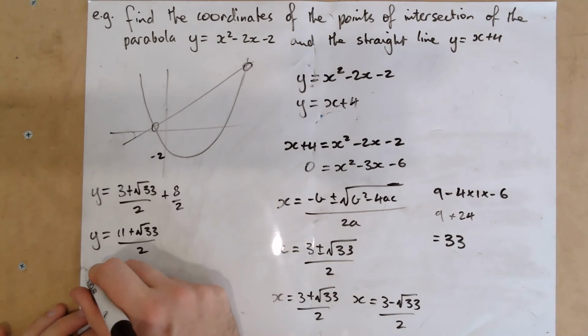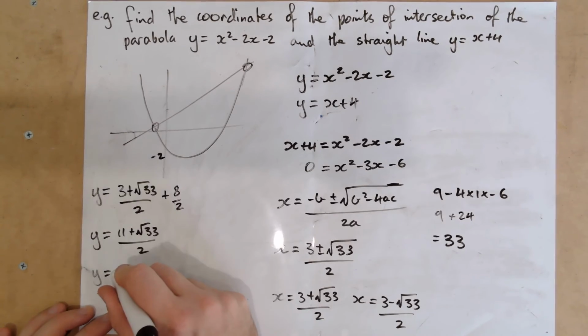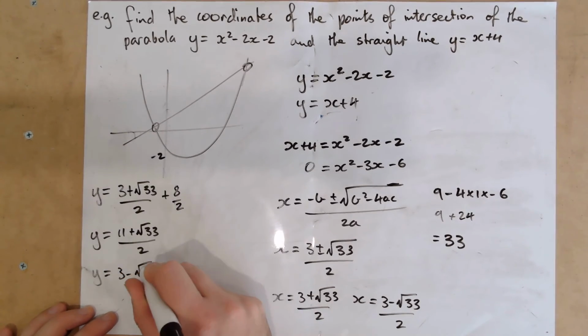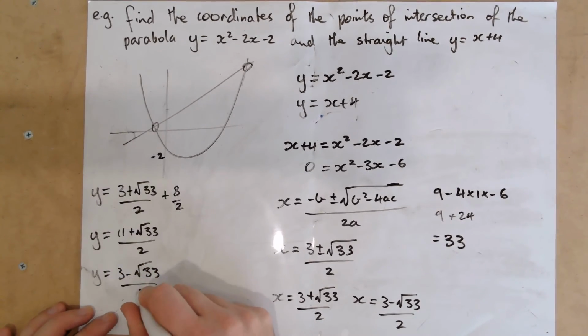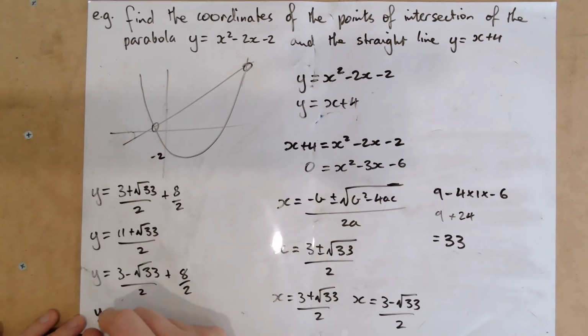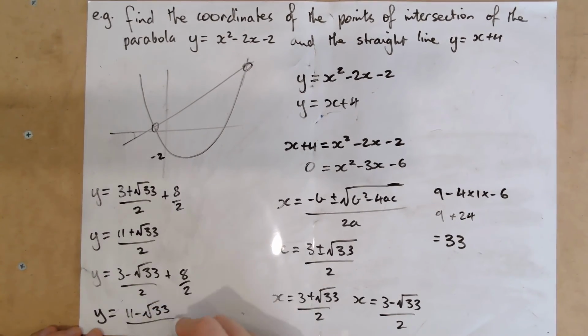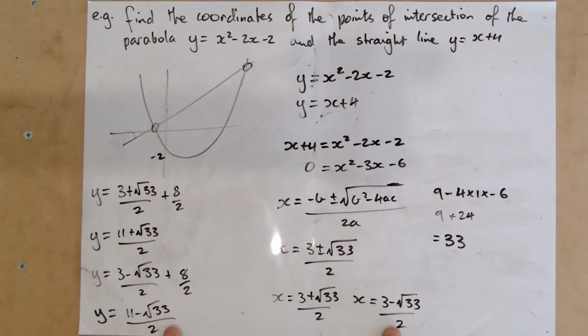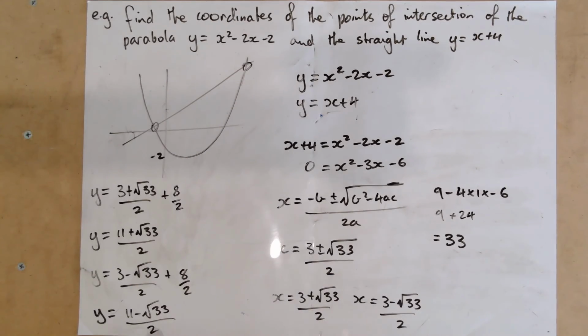I'm running out of room, so I won't write it all down. Our second one will be 3 minus root 33 over 2 plus again that 4, which again we'll write as 8 over 2. Bring it together, we're going to get y equals 11 minus root 33 all over 2. And that would match up with this x value here, and we need to write them as coordinates. Because it says find the coordinates, so we need to state the answer in coordinates.